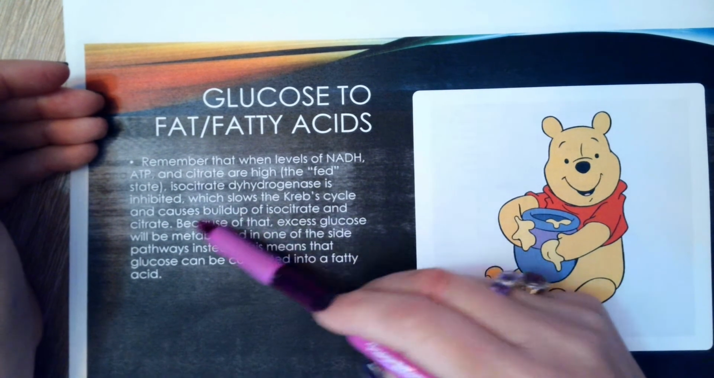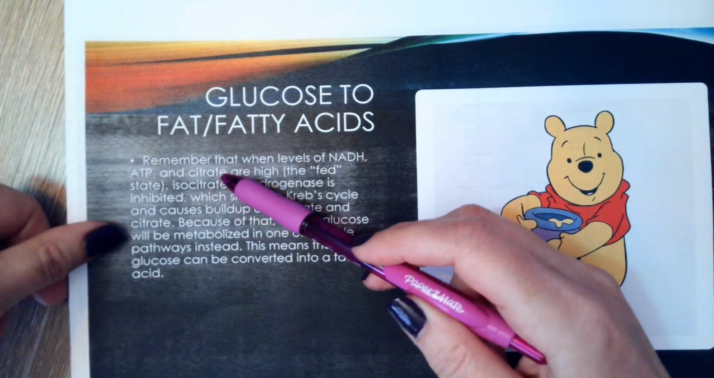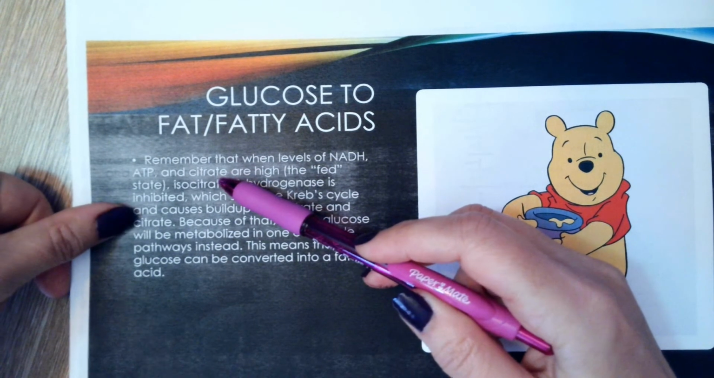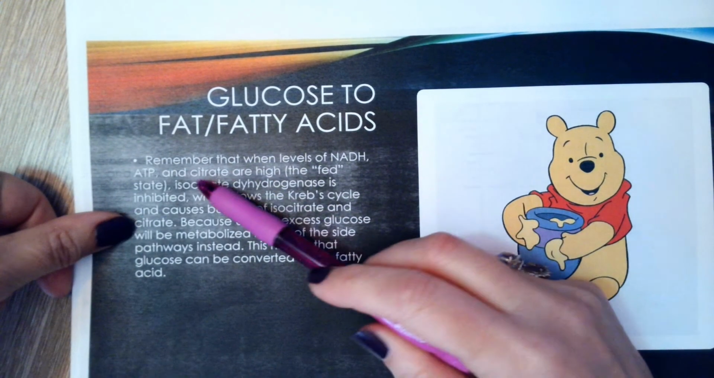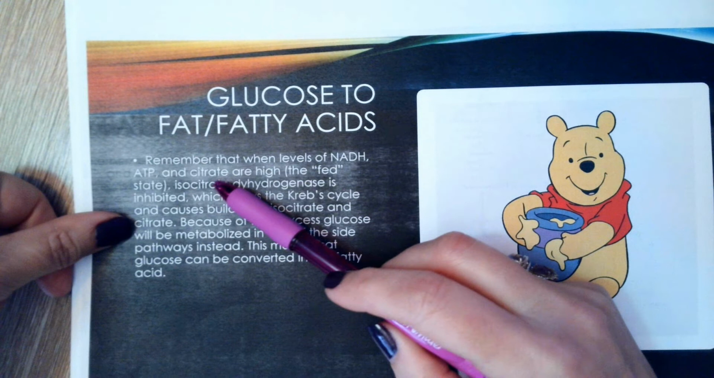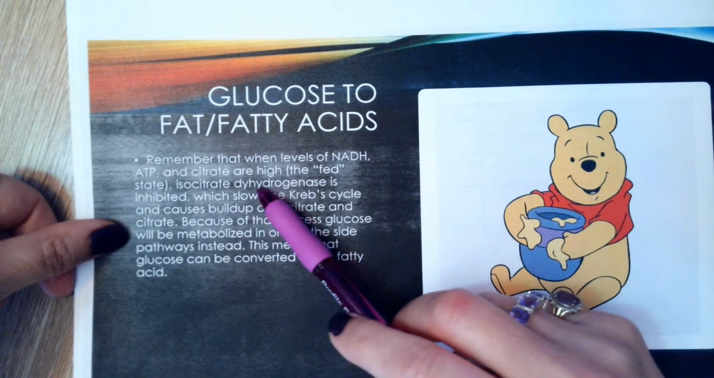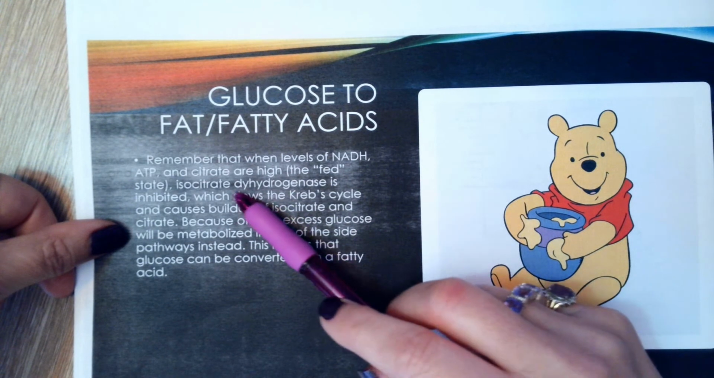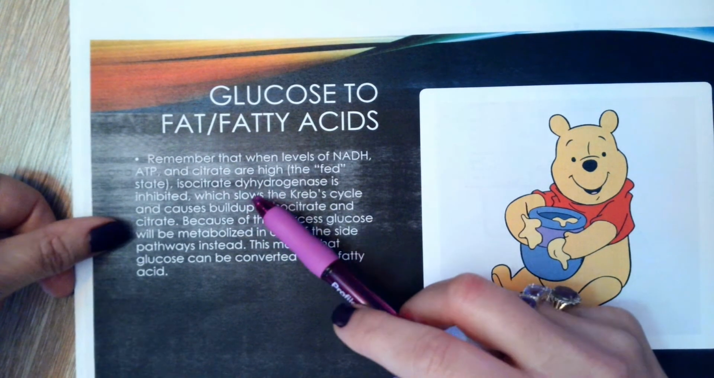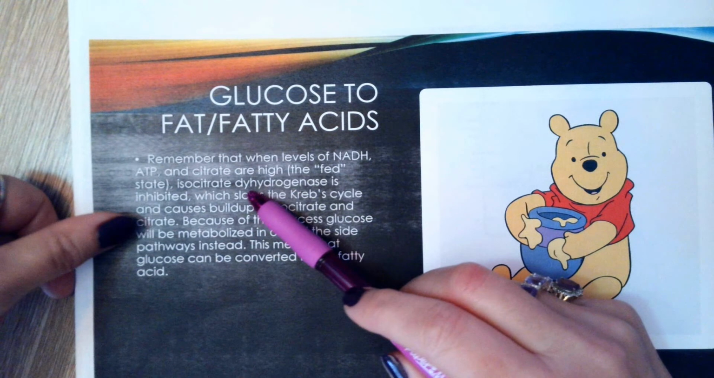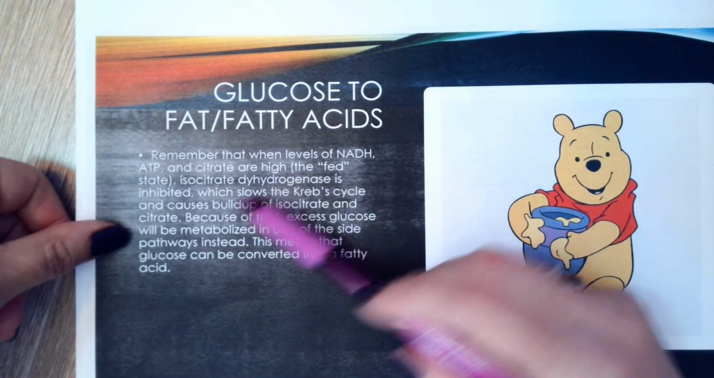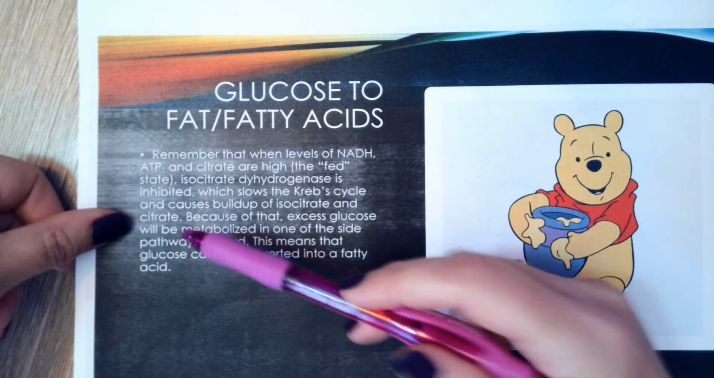So a little bit of a positive feedback loop here if you think of citrate itself, because having lots of citrate is something that inhibits isocitrate dehydrogenase. And then when you inhibit isocitrate dehydrogenase, you have more citrate building up.